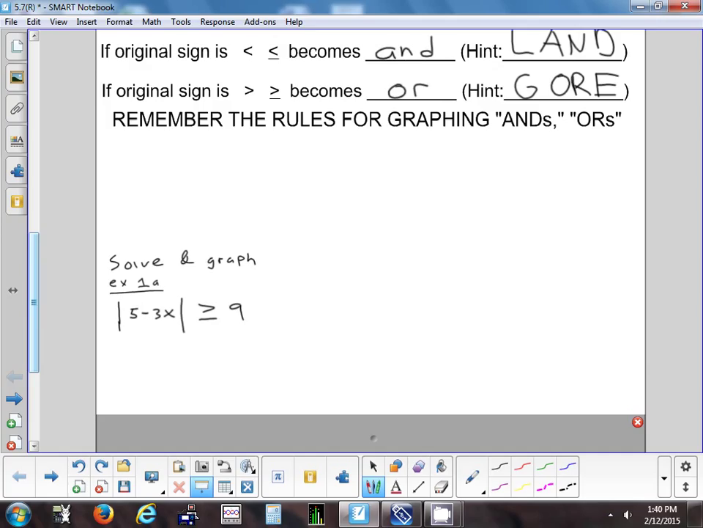All right, so just looking at this first problem, before I even start to solve it, is this going to be an "and" or an "or"? Great-or. Remember? Gore. Okay, so this is going to be an "or" problem. So when we're done, we're probably going to have arrows that look something like this on a number line. It's going to be pointing in opposite directions. All right, but let's go through it and see what happens.